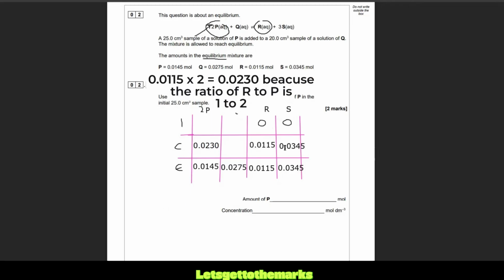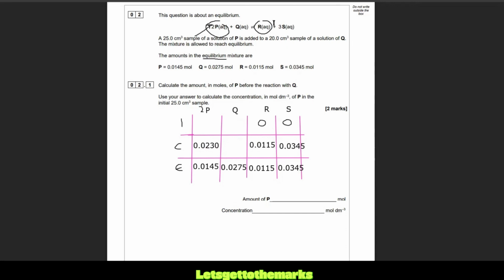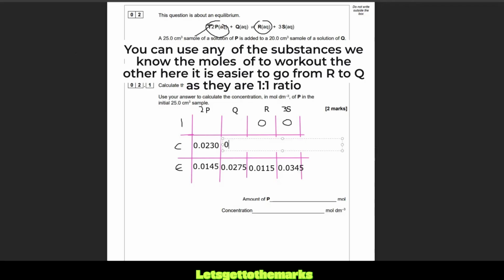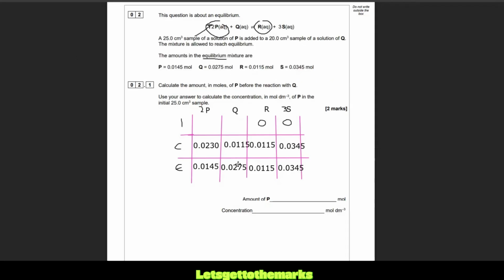Now, if S changed by 0.0345, I could divide that by 3 to find out what Q changed by. But as it's 3-to-1 with S, you can also see that R is 3 times smaller than S. So R and Q are in a 1-to-1 relationship, and Q changed by 0.0115. Sorry, I lengthened that explanation, but essentially, they should all match their coefficients.